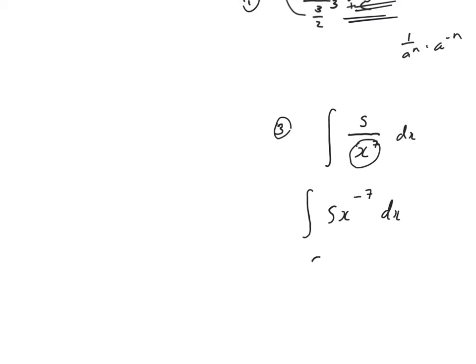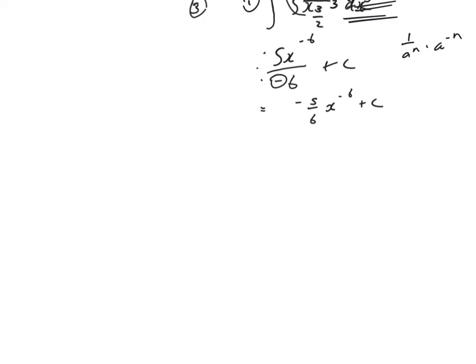Okay, add 1 to the power, divide by my new power, so that's 5x to the minus 6 divided by minus 6 plus c. It doesn't matter if the minus is there or there, it means the same thing, so minus 5/6 x to the minus 6 plus c. Now at that point you've definitely picked up full marks, but if it's a substitution question without a calculator, I'm going to look to bring that back down and make it positive, so it's going to be minus 5/6x to the positive 6 plus c.